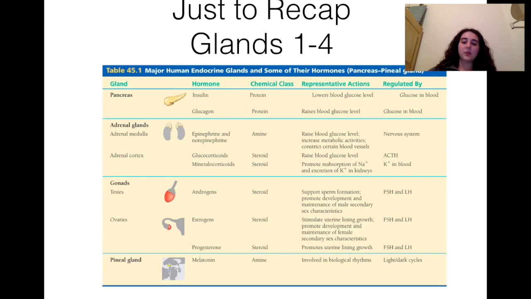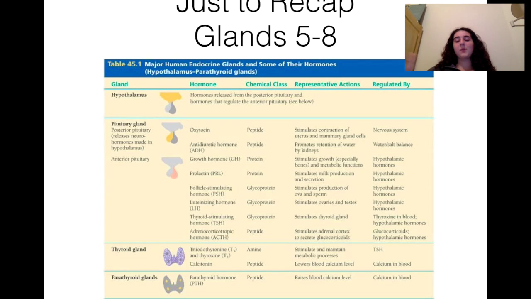So just to recap, you can pause this. This is just a nice little chart that I found. You should read it over. We need to know all of these glands and hormones for both the AP and our test on Wednesday. This is glands 1 through 4, and this is glands 5 through 8. Once again, I recommend pausing and just looking at this for a second.